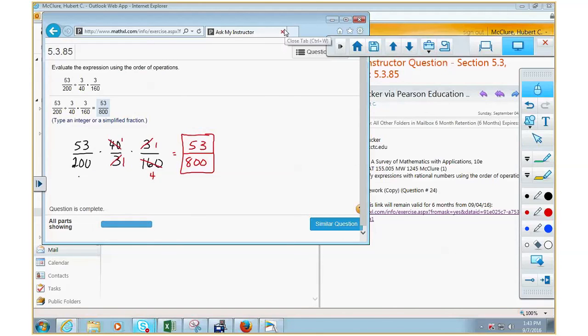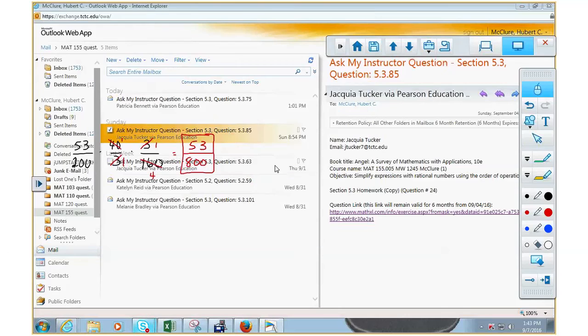All right. And the last one for the homework is 5.3, 101.